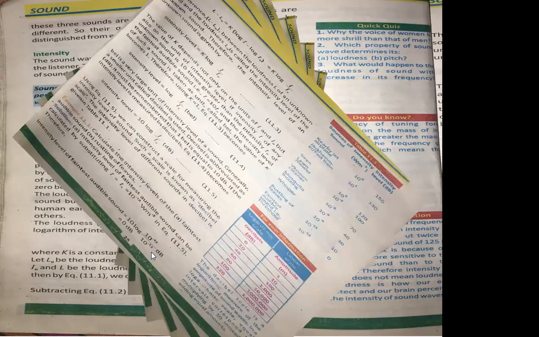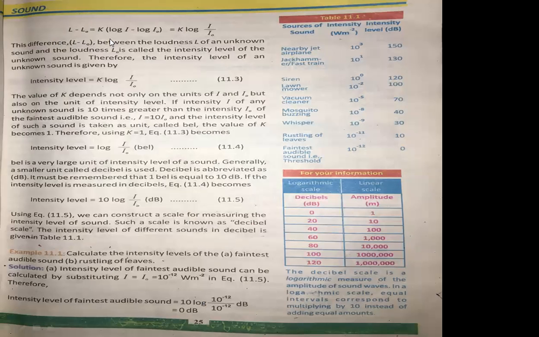So our new equation will be L minus L naught equals K log I minus K log I naught. You know the property of logarithm: when we have a subtraction in the logarithm, it is replaced by division. So it is K log I over I naught. The difference L minus L naught is the intensity level.